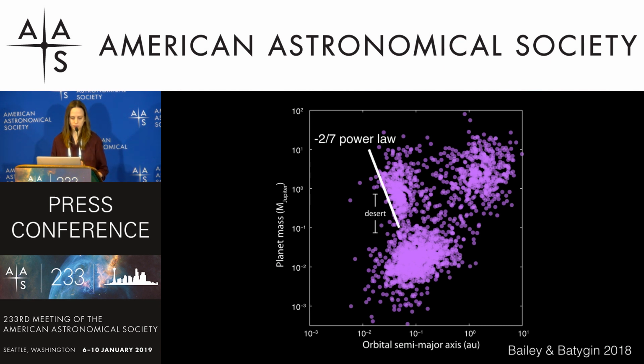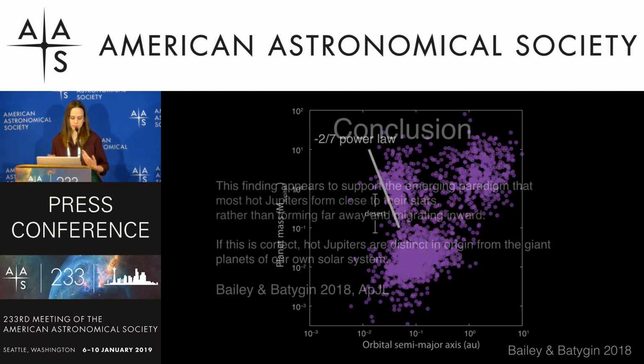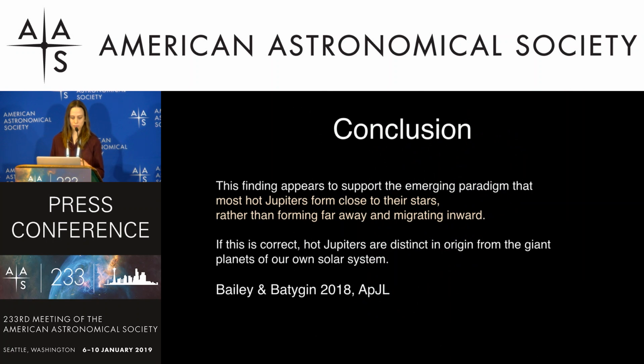So overall, if our interpretation is correct, what this appears to suggest is that hot Jupiters actually in most cases form close to their stars rather than forming far away like Jupiter and Saturn. And if that is correct, then it would mean that hot Jupiters are distinct in their origins from Jupiter and Saturn and other so-called cold Jupiters. And our work is published in ApJ Letters if you want to check that out.